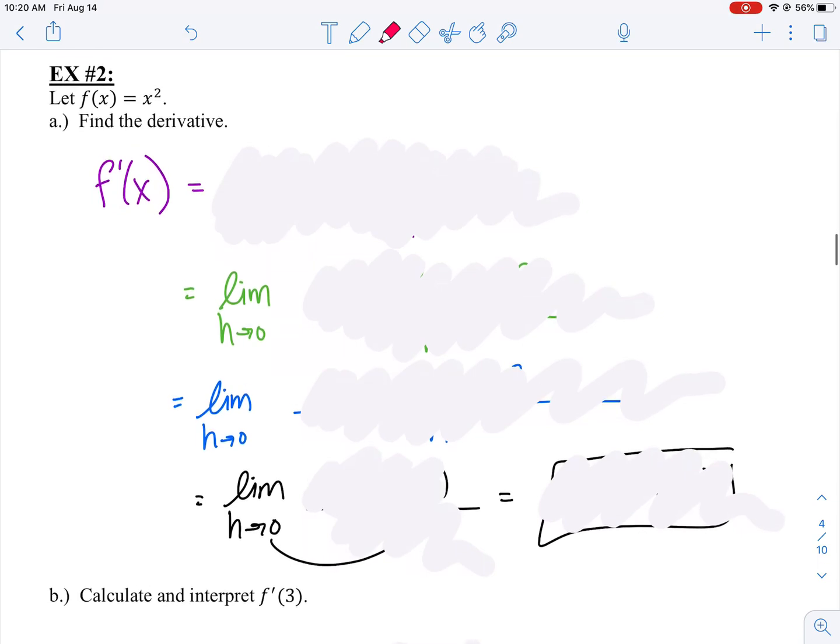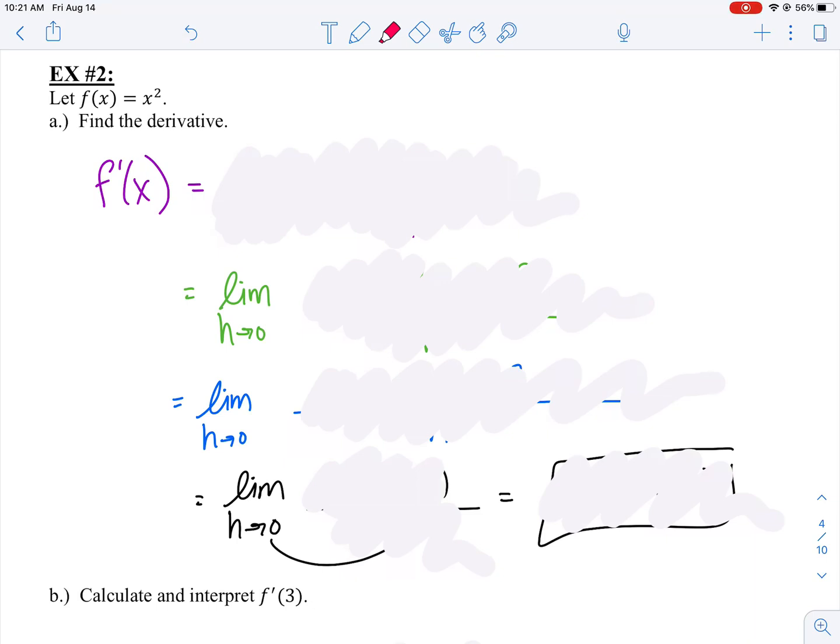So again, remember finding the derivative is doing what we've been doing so far with the limit as h approaches 0. But now if you notice in example number 2, it gives us a function, f of x equals x squared, and it asks us to find the derivative. But it doesn't say find the derivative at a specific number.